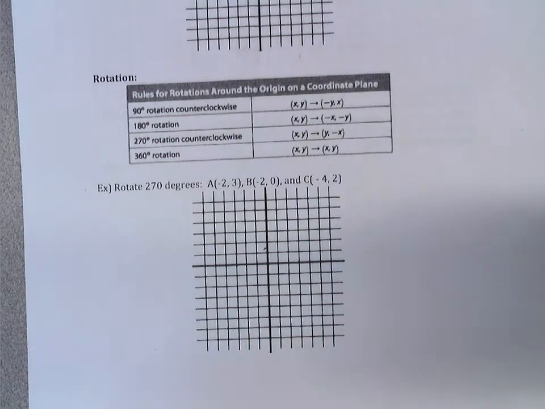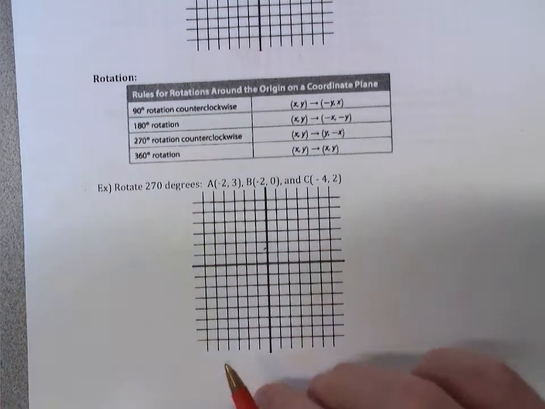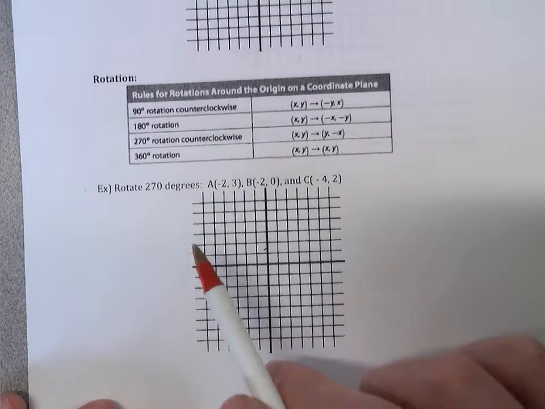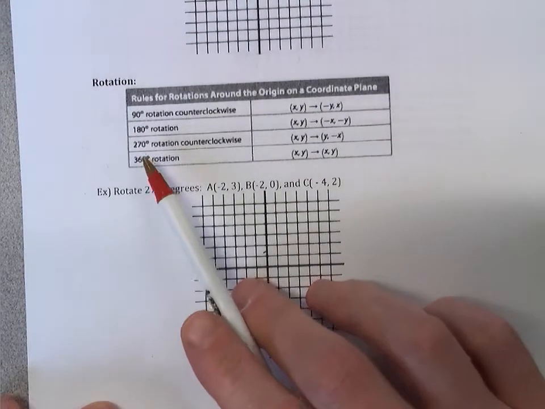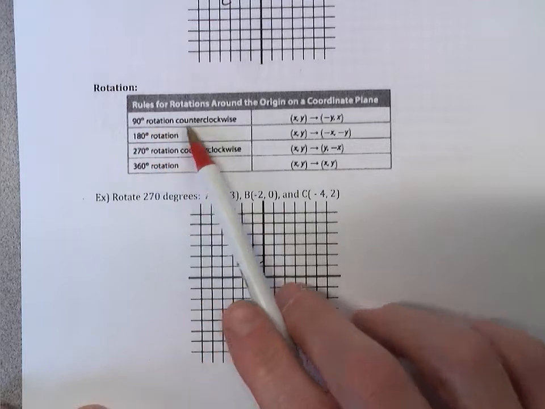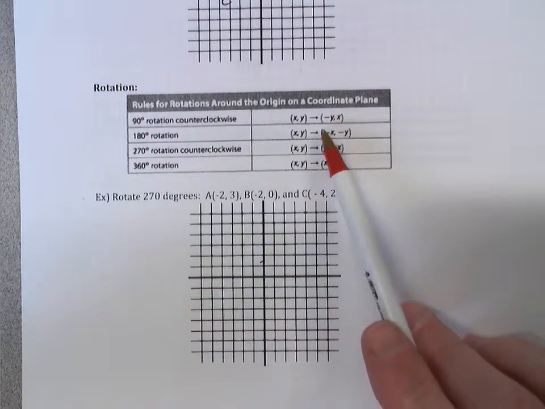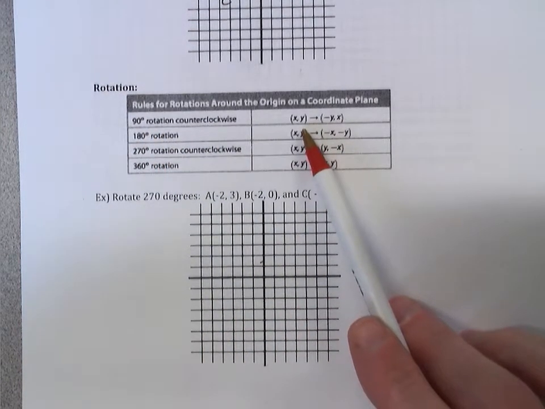Okay, welcome back. This is part 3 of lesson 7.6. So we are now going to look at rotations, and we've got a handy little table here, and you really need to get to know and understand this table and remember what happens when we do a rotation.